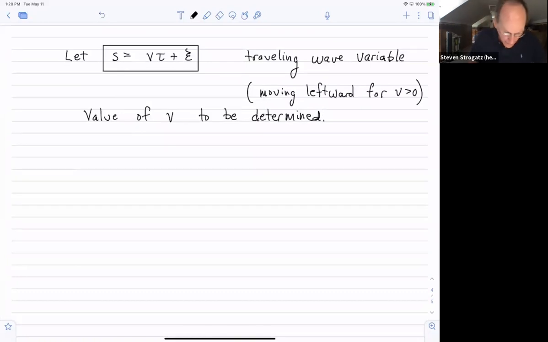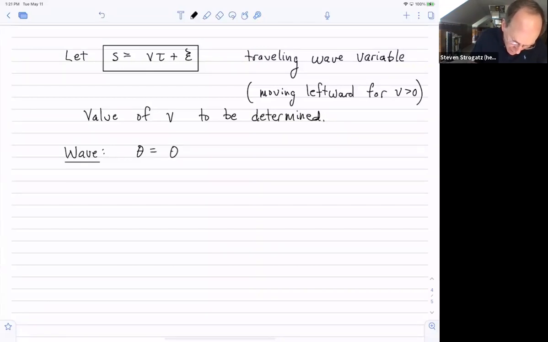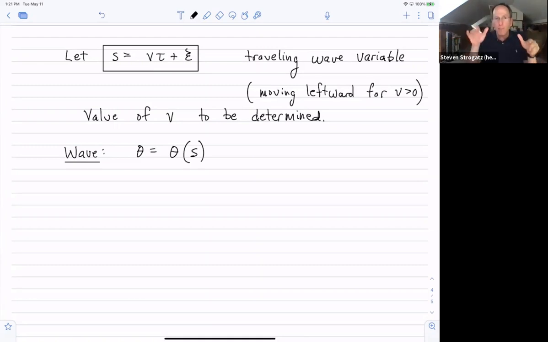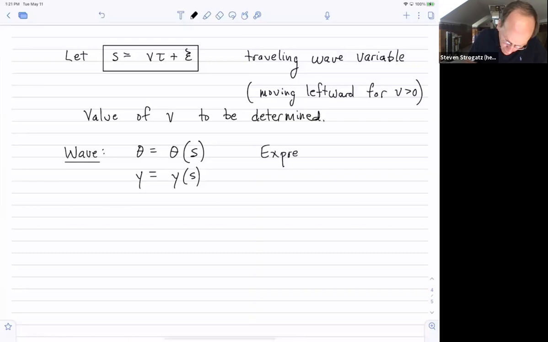Okay, so the wave assumption means that we're going to assume theta is, rather than a function of xi and tau separately, only a function of xi and tau through this combination, V tau plus xi. That is, think of it as theta being only a function of this single variable s. It keeps a constant shape, but it just propagates to the left at speed V. And same thing for the y variable. The assumption that it too is just a function of s is this wave assumption. And so we're going to now express the PDEs in terms of this new variable s.